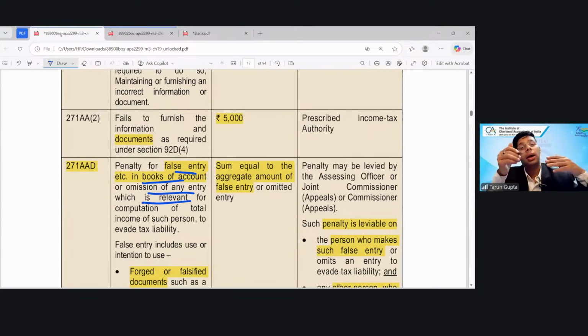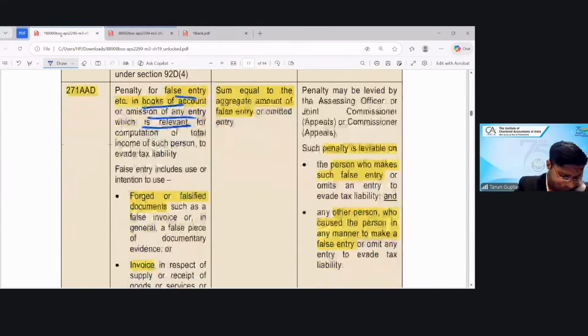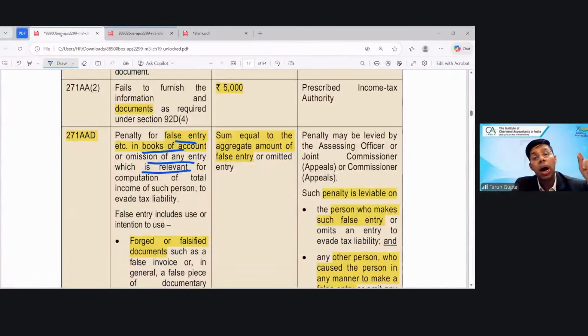Either there is a false entry, meaning thereby you have claimed some expenditure only through a book entry without any supporting evidence, or there is omission of an entry from the books of account. You have not recorded your sales properly. Then the penalty is a sum equal to the amount of false entry. It's not a percentage of tax. It's actually equal to the amount of the transaction.